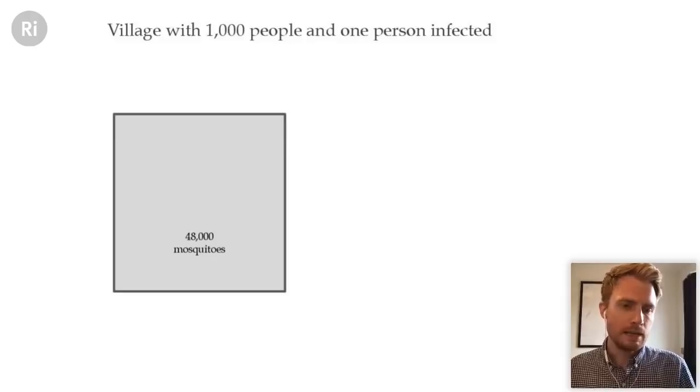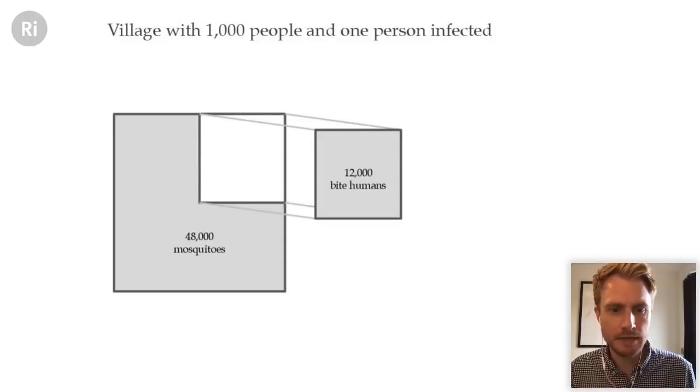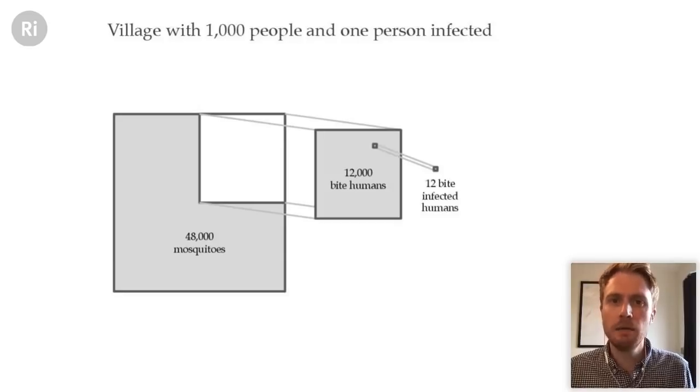And he said, well, not all of those mosquitoes will bite someone in a given period of time. Let's assume, say, a quarter of the mosquitoes end up biting someone. So 12,000 mosquitoes bite someone. But of course, in that village of 1,000 people, only one person's infected. So of those 12,000 mosquitoes, only 12 of them actually end up biting that infected person.